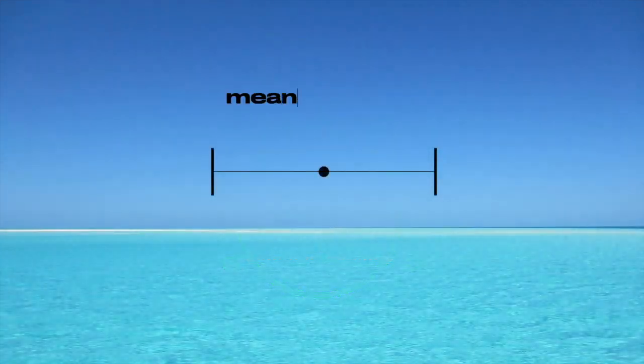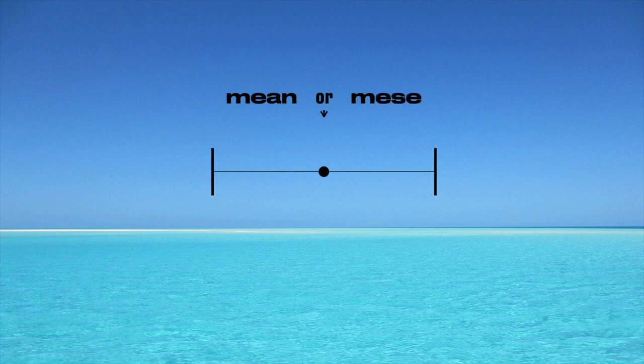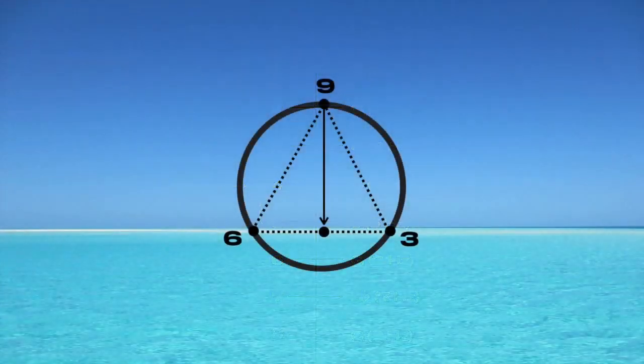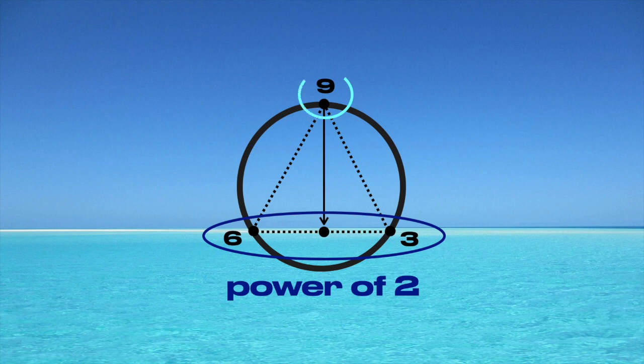The mies can be seen as a midpoint. In the harmonic series, every note functions as a mean exactly halfway between the 2 notes surrounding it. But in the case of the octave, where its boundaries are doubled values, the mies is generated by the power of 3.